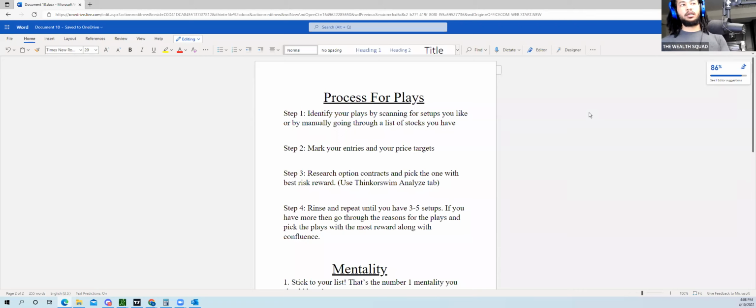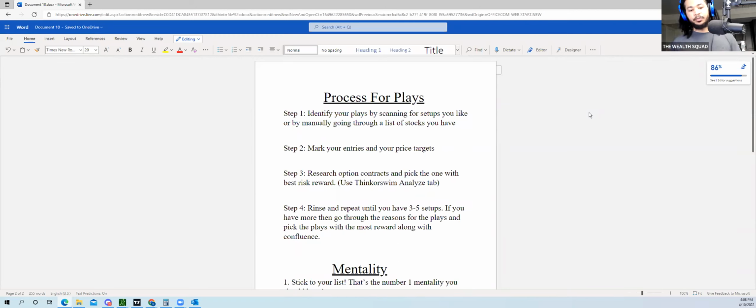And that's the key of marking your entries and your price targets, so you can look up, all right, if I enter here, this is what the price of the contract will be. This will be the price of the contract whenever it hits my first price target, my second price target. So knowing what you would gain from the trade, sometimes that alone can keep you in the trade a little bit longer to potentially hold through those slight corrective moves before price continues upwards.